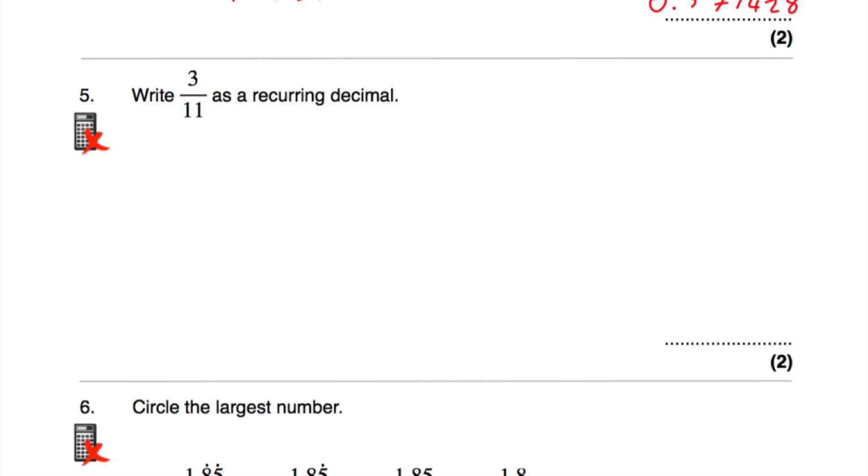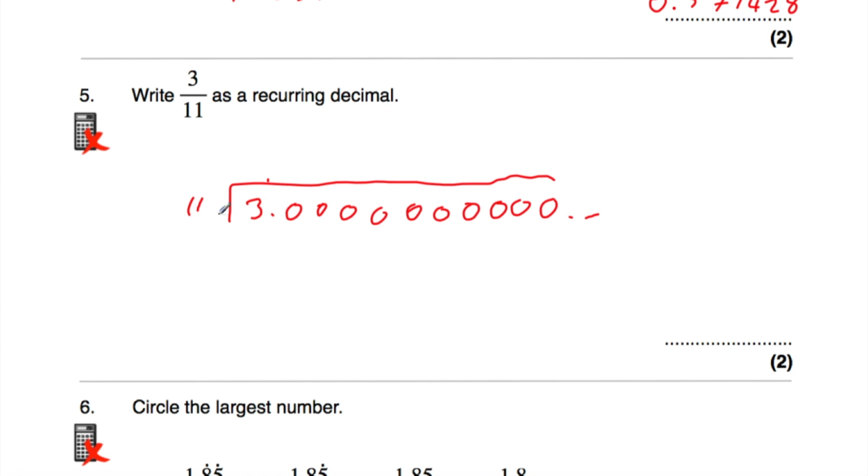Okay, question number 5. So question number 5 says, 3 11ths is a recurring decimal. So we want to divide the numerator by the denominator. So we want to do 3 divided by 11. So we've got 3, and then let's put our decimal point in some zeros. And we want to divide that by 11. So how many 11s go into 3? Well, there's no 11s in 3, remainder 3. How many 11s go into 30? Well, 2 11s is 22, so it's going to be 2, remainder 8.